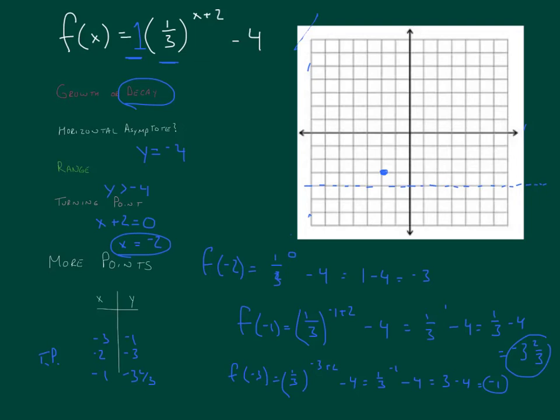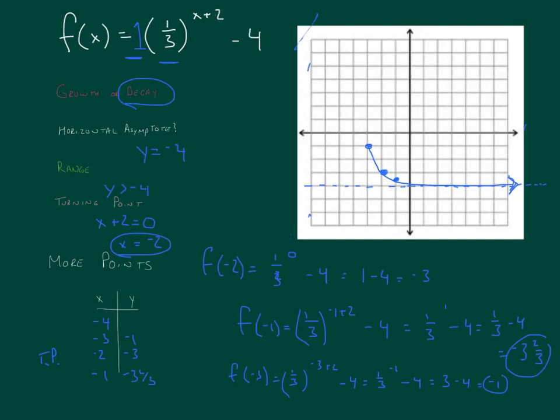I came up with (-1, -3 and 2/3), and we're going to put that on. We're going to estimate that as best we can. We got (-3, -1). Now this is really starting to shape up. I can kind of see how this is turning and going along this asymptote here, off into the positive x direction. As it goes off to the negative x direction, let's go ahead and put in one more point.